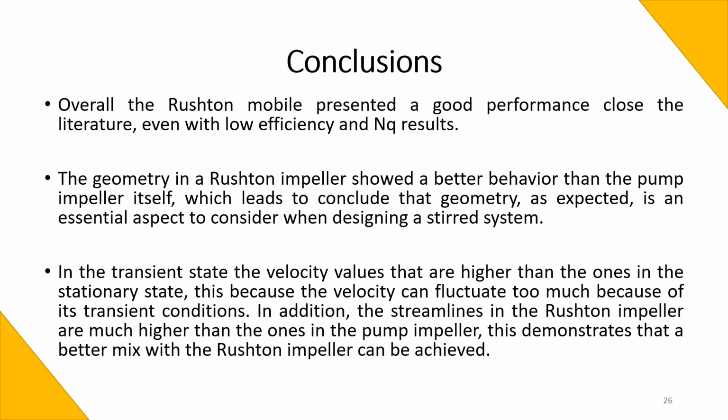Finally, in the transient state, we can see values that are higher than the ones in the stationary state. This is because the velocity can fluctuate too much. In addition, the streamlines in the Rushton impeller are much higher than the ones in the pump impeller. This demonstrates that a better mix in the Rushton impeller can be achieved, as expected, because it is an impeller widely used in the industry.